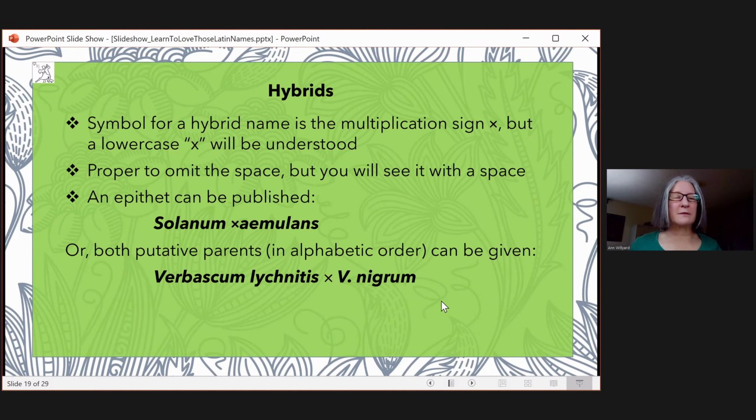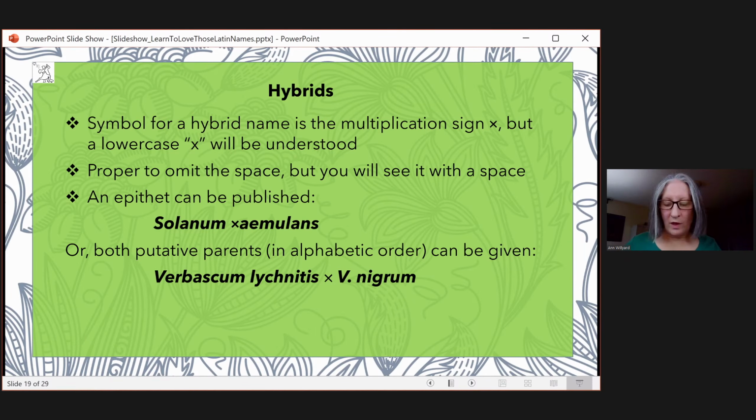Let's talk about hybrids a little bit. So the symbol for a hybrid name is correctly the multiplication sign. So if I'm doing word processing, I can go do insert symbol and choose the multiplication sign. But if you are just typing and don't want to take the time, a lowercase x will be understood.